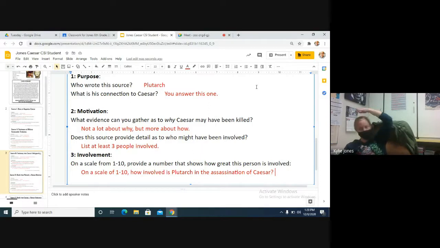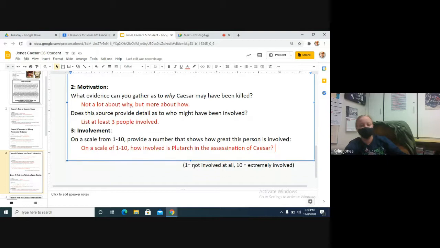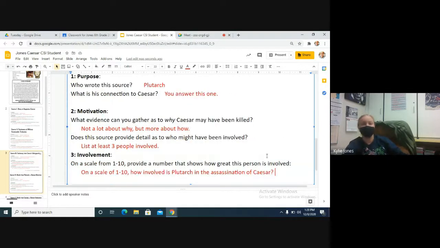I know, do not put a negative number. 1 to 10. No, because the scale is saying number. If you put a 1, that means that he was not involved at all. No, 1 to 10. Yes.